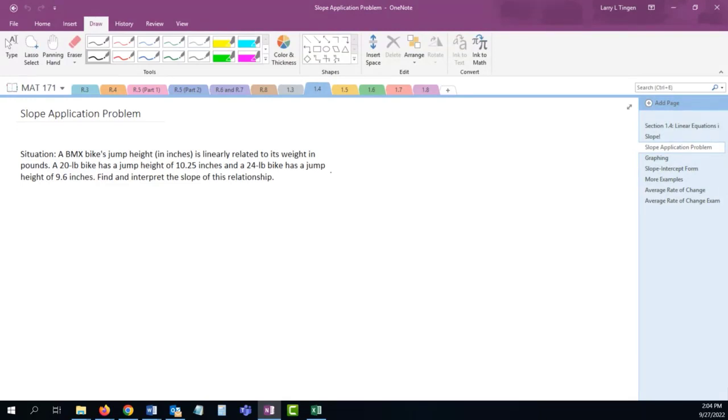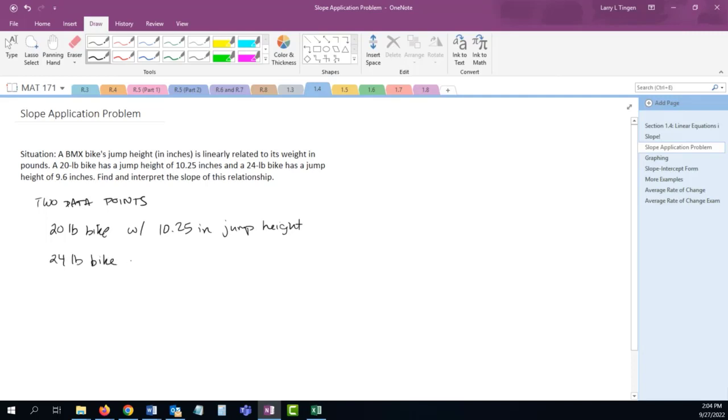All right, so I have 2 data points, and they seem to give me some information. They imply something is happening here. I have a 20-pound bike with a 10.25 inch jump height, and I have a 24-pound bike with a 9.6 inch jump height.